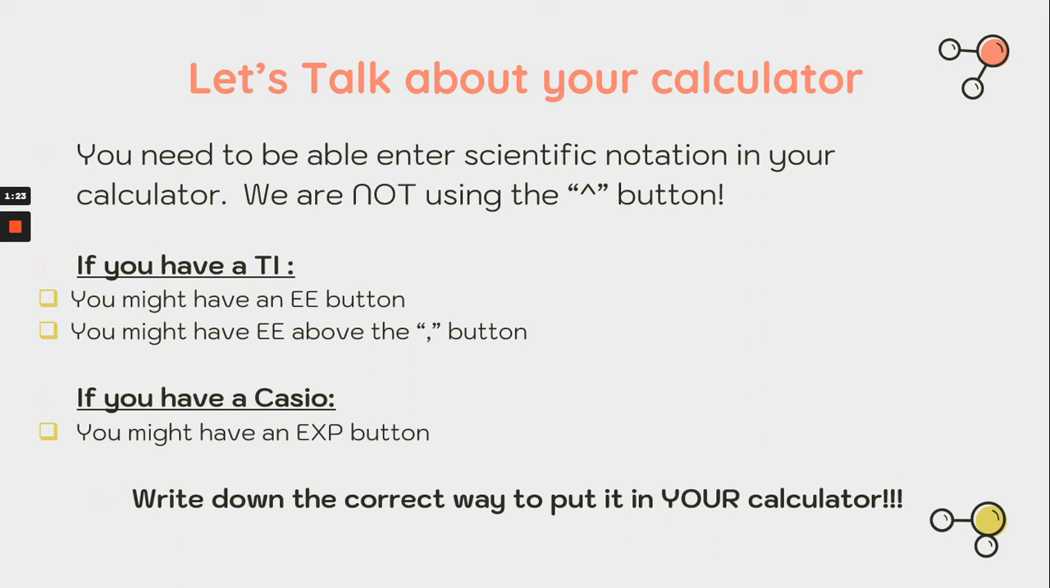So if you have a TI calculator, you might have a button with an EE on it. You might have to hit the second button and then find the EE, which on the big TI-84 pluses is actually where the comma is, and I'll show you this on the next slide. If you have a Casio, you might have a totally different button. You might have an EXP button or even a times 10x button.